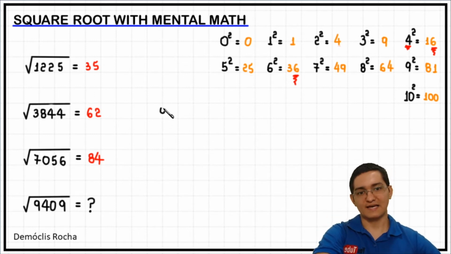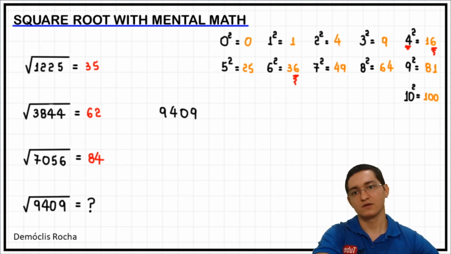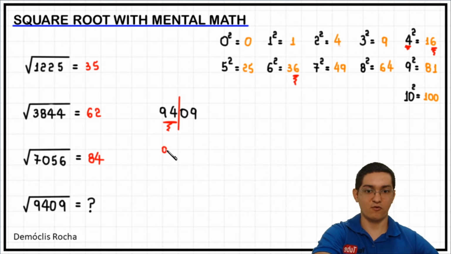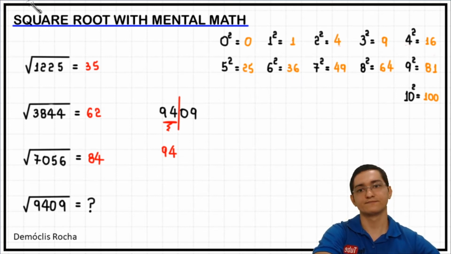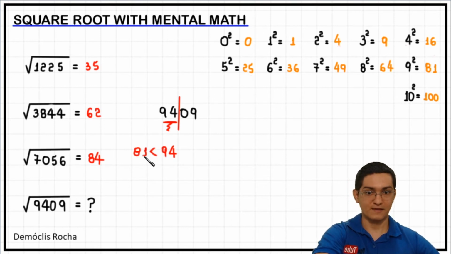Now we work with 9,409, okay? We separate the digits like this, okay? What do we have here now? 94. And how do we locate it here? Let me erase this and this and this. Okay, we are working with 94. Notice it is between 81 and 100. It is more than 81 and it is less than 100.